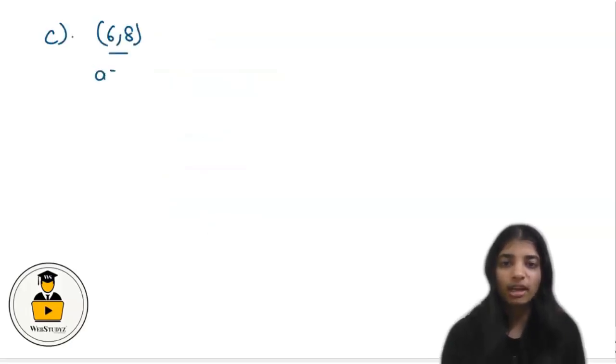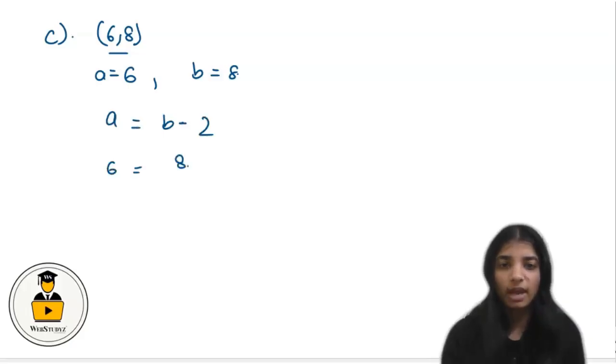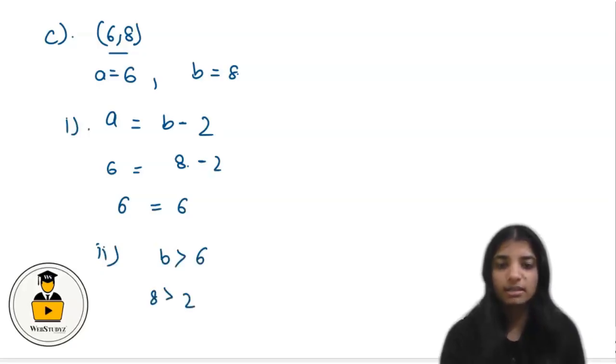Now we are considering option C, which is (6, 8). So the value of a is 6 and that of b is 8. The relation is a = b - 2. So a is 6, and b - 2 is 8 - 2, which is 6. So 6 equals 6. The first condition is satisfied here. The second condition is b must be greater than 6. So 8 is greater than 6. So we can say that C is the correct option.